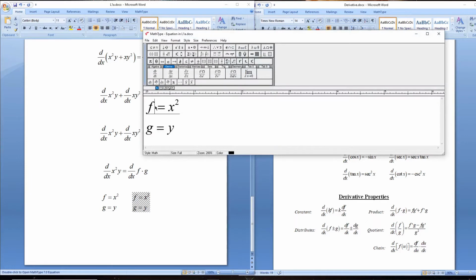So once we have f and g, we then take those derivatives with respect to x. So with respect to x, this is also an x, so the letters are the same, so that's just a straight up derivative. Derivative of x squared is 2x.